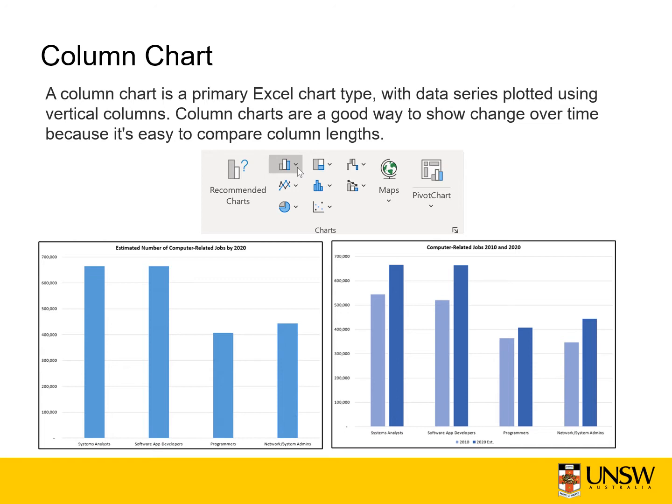As I said, this type of chart is one of the most useful charts in Excel that can compare values across categories. The vertical axis displays values and the horizontal axis displays categories. As you can see in these two examples, in the first chart we just visualized different jobs in 2020, but in the second chart we compared jobs availability in 2010 and 2020. Watch the demo in the next slide to see how you can draw a column chart.